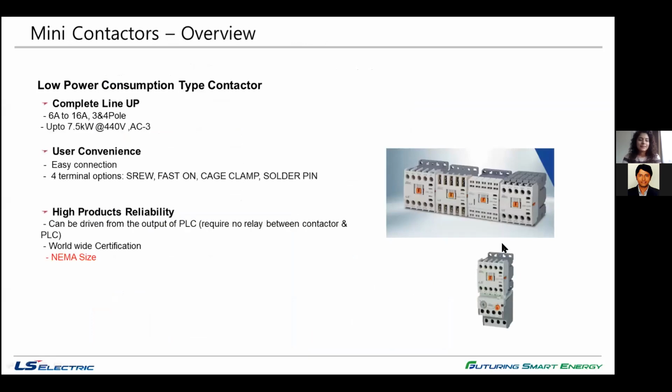Now the next one is the mini contactor. The basic aim or duty of the contactor is the switching on and off of the motor and the protection from the overload current. So as the name suggests, the main difference between the contactors and mini contactor is this is used for low power consumption. That is, the maximum power consumption over here is 7.5 kilowatt. And it's used in applications like lights and electric heating circuits and so on. So the ampere range available in here is 6 ampere up to 16, and with 3 and 4 pole.